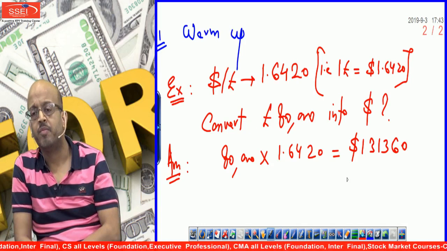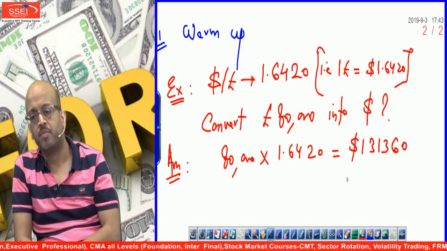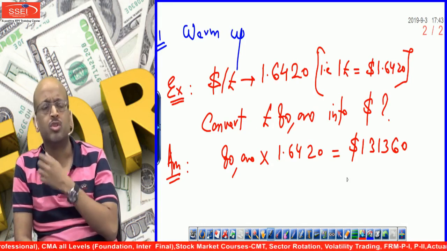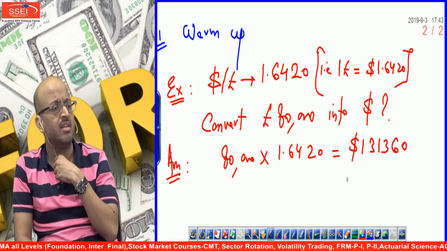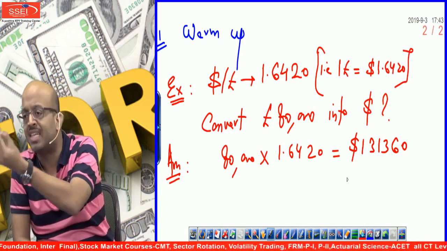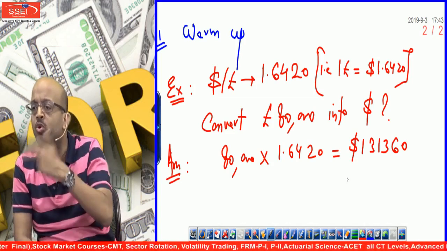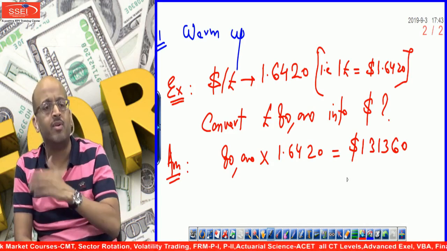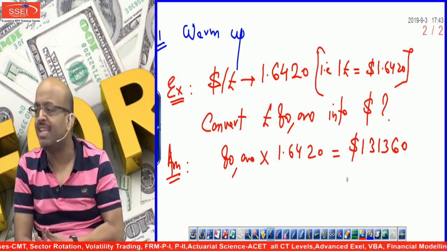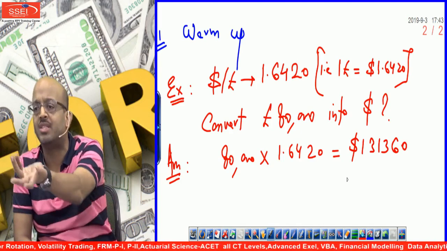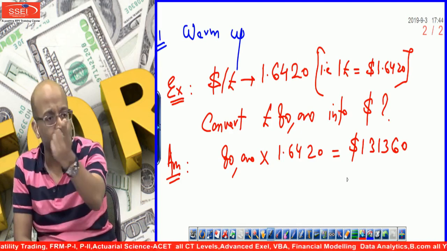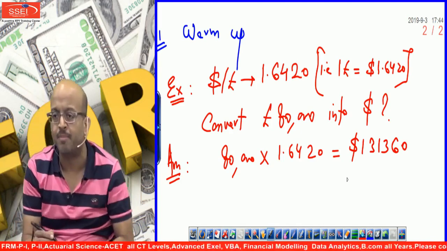One pound is equal to $1.6420. We have to convert 80,000 pounds into dollars. So 80,000 into. So she is giving a unitary method reasoning. So 1 pound is $1.64. So 2 pounds is 2 into $1.64. 3 pounds is 3 into $1.64. 80,000 pounds is 80,000 into 1.64. What's the reason? Obvious. Remember that reason in future. Correct? Let's go to example 2.